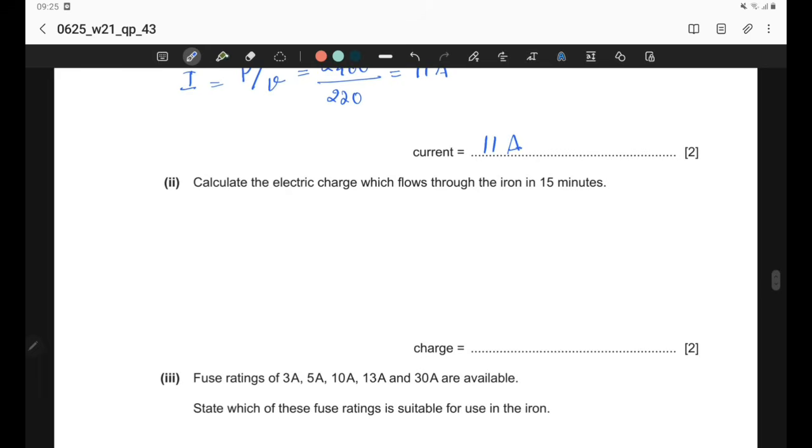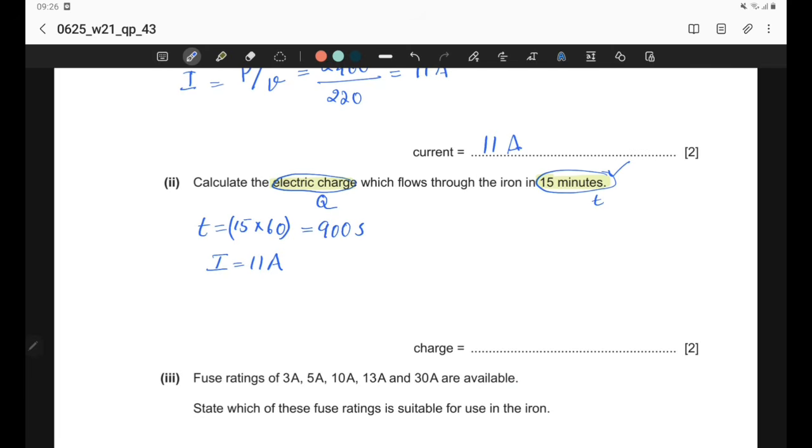Part 2. Calculate the electric charge which flows through the iron in 15 minutes. So here we have to find out the charge Q where the time is given. Time is 15 minutes. That means time is 15 times 60, because time is given in minutes, so we need to convert into seconds. That is very important. So time is 15 times 60, that is 900. And we have current which we have calculated in the previous section, which is 11 ampere.